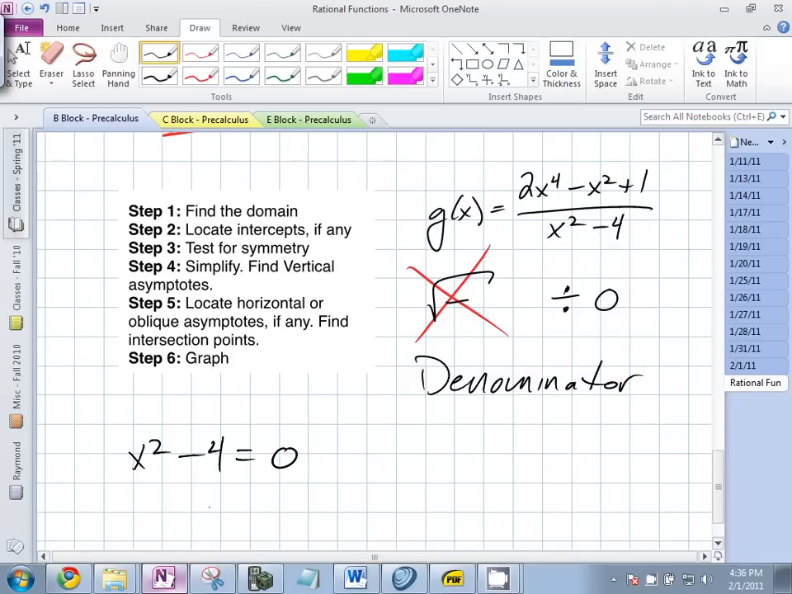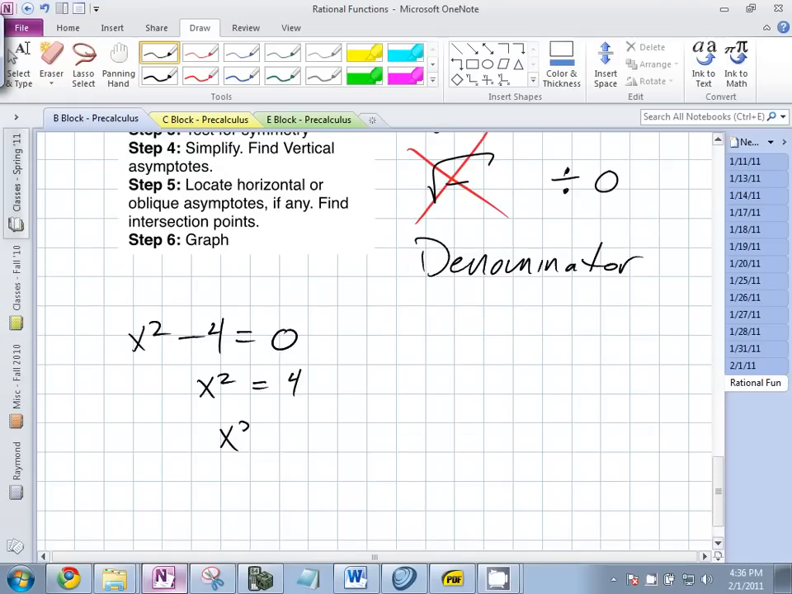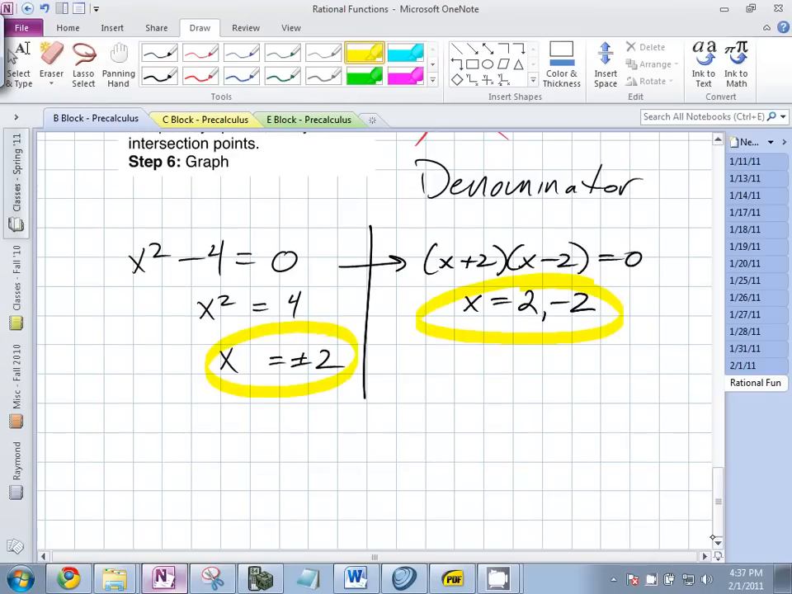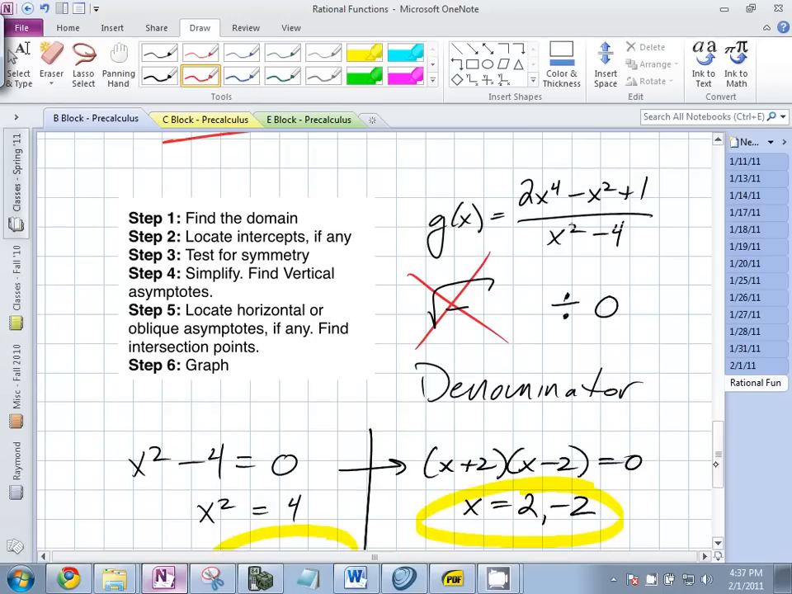We want to know when that is equal to 0 because we want to know when we would be dividing by 0. Luckily, this is a pretty easy thing to solve, either straightforward without factoring or with factoring. You could factor and turn it into x plus 2 times x minus 2 equals 0, which tells you that x is equal to 2 or negative 2. Either way, you should result in the same answer. This tells us that the domain of this function is x such that x cannot equal 2 or negative 2. So that's step 1. Find the domain. You're analyzing the denominator.